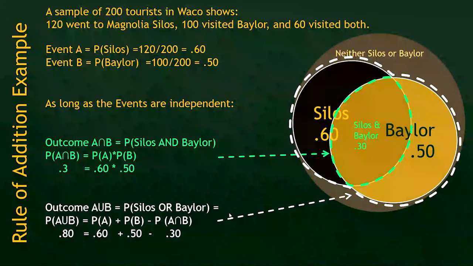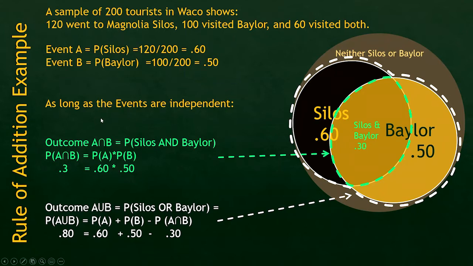A sample of 200 tourists in Waco shows that 120 went to Magnolia Silos, 100 visited Baylor, and 60 visited both. Okay. And so we've got event A. Event A is the probability of individuals visiting the silos, which equals 120 out of 200, which, once again, is dealing with empirical probability. We're looking at past events, and based on past events, we are determining the probability. Event B is that they went to Baylor.